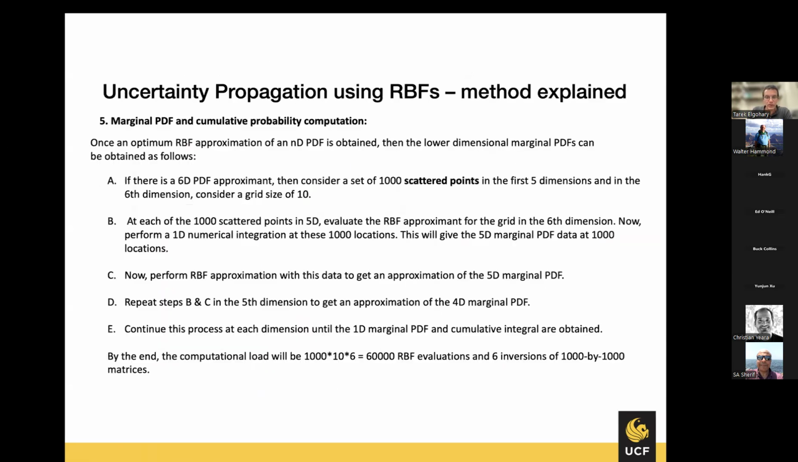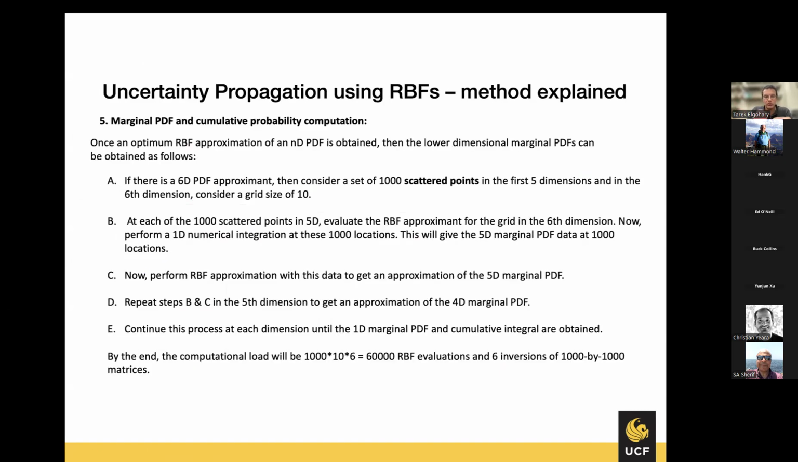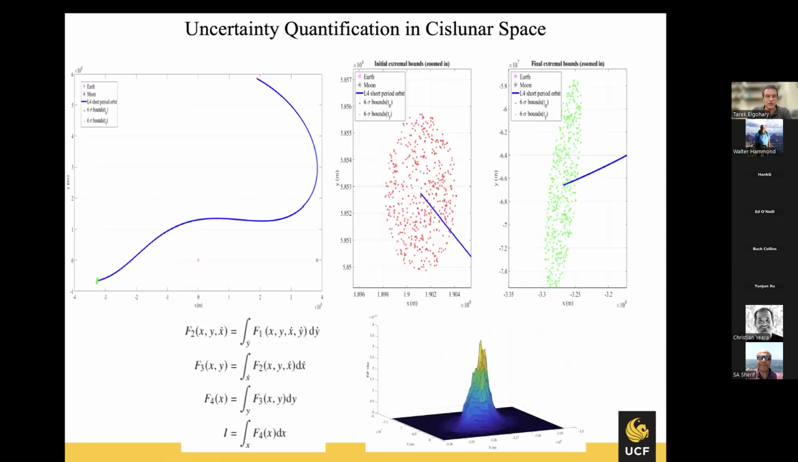All right, so let me quickly show all of this applied to this problem. It's Cislunar. Again, we're dealing with Cislunar. So a Cislunar orbit, I think it's around L4, I believe. Yeah, I think it's an L4 type orbit. Here you can see what we have: the initial boundary and the initial distribution, and the final distribution.